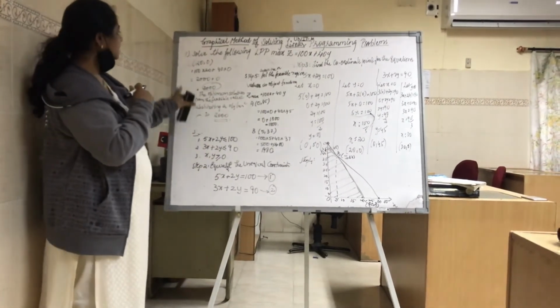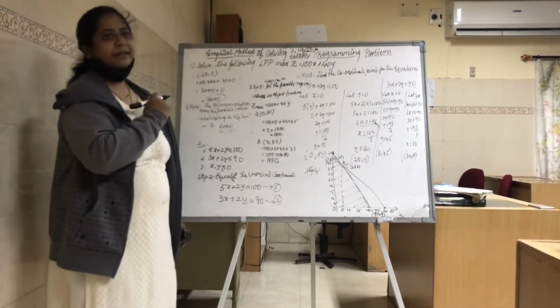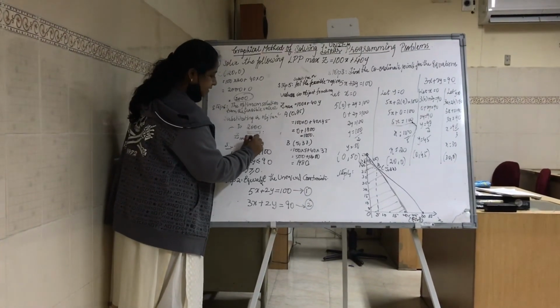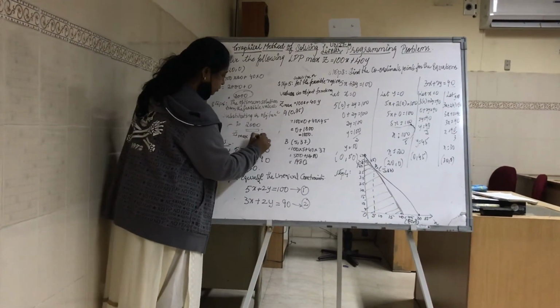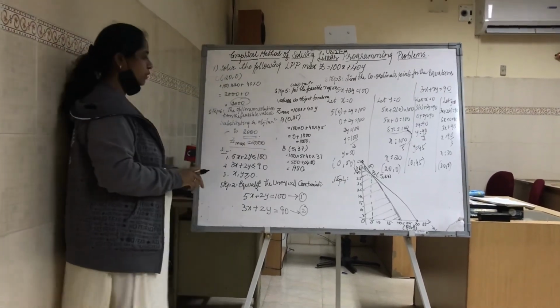Okay. So like this we have to solve the graphical method for LPP. Thank you. Z max is equal to 2000. This is the last step you need to write. Z max is equal to 2000.